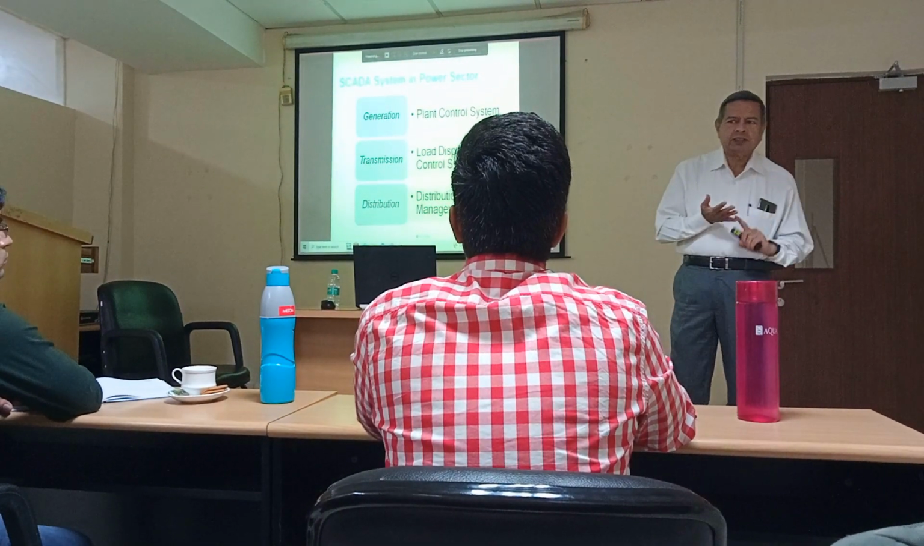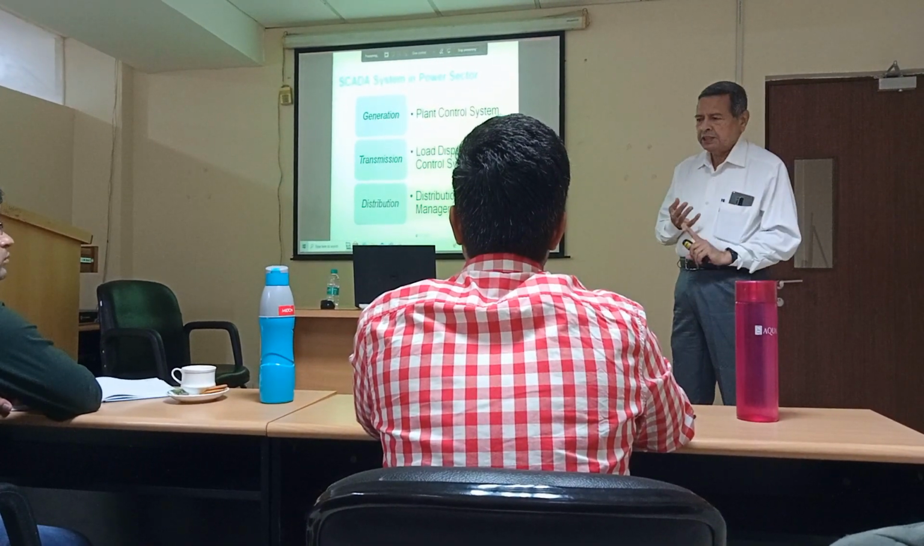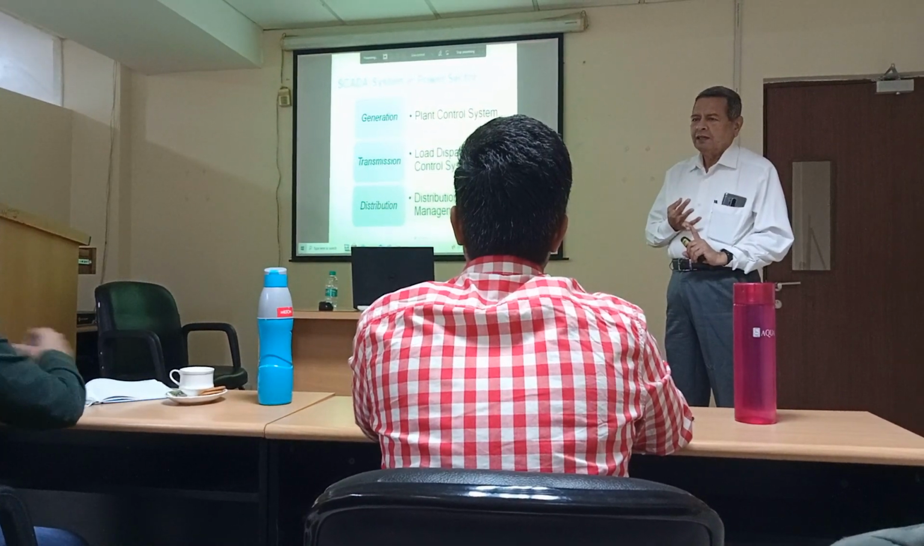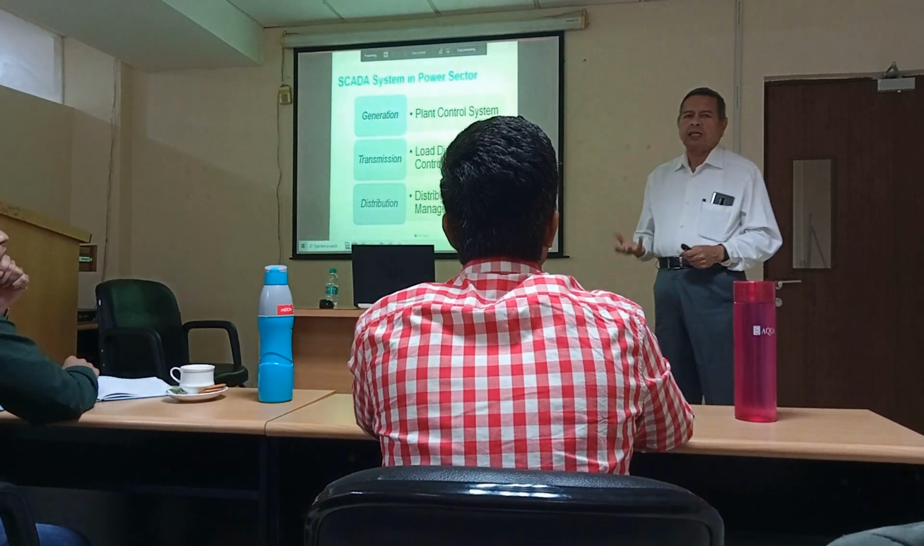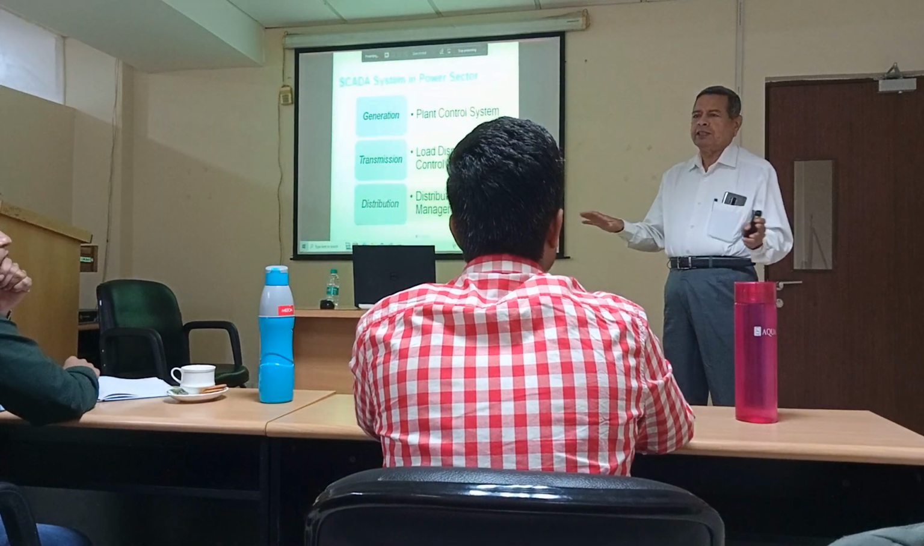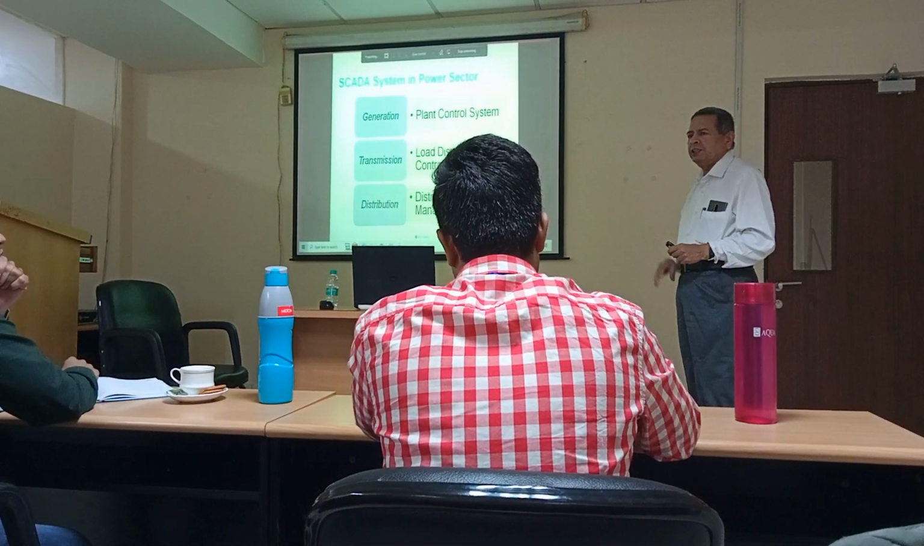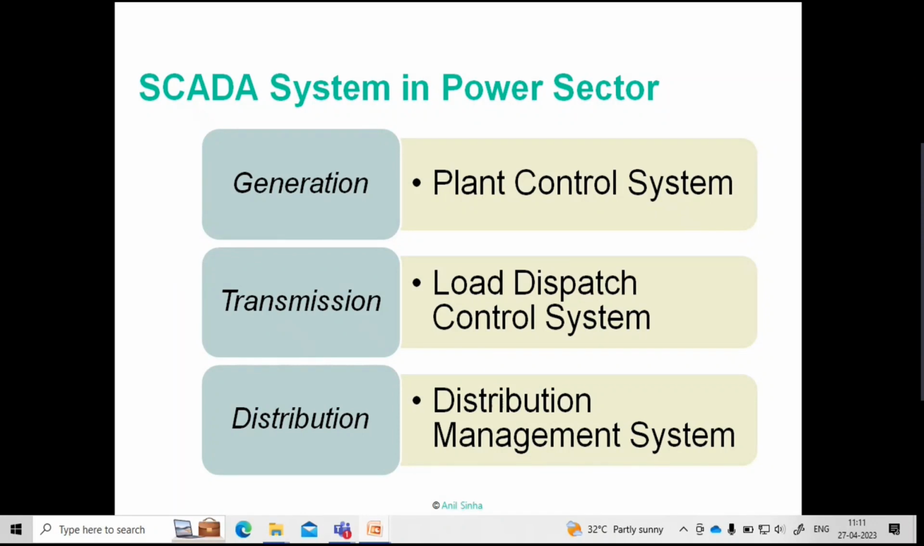Power system has three components, as you know very well. In all three, SCADA is equally applicable, but historically it gets a different name. We do not call it SCADA. SCADA is the basic technology, but when it is used in the transmission system, it will be called load dispatch control system or load dispatch center, LDC. In distribution, combined with some energy management functions, it becomes distribution management system, DMS. And for generation, we use the term plant control system.